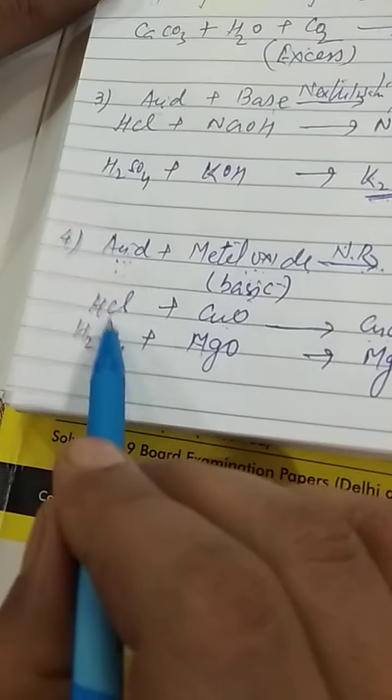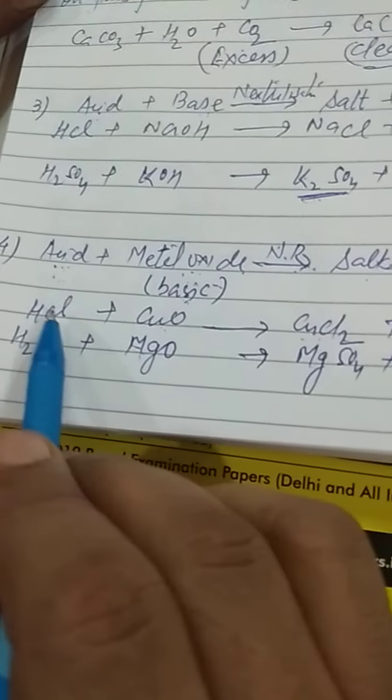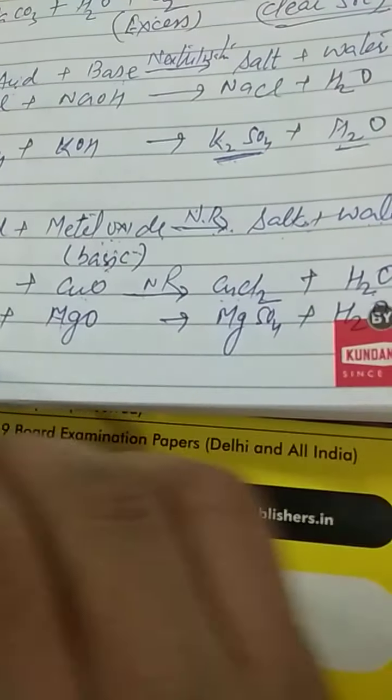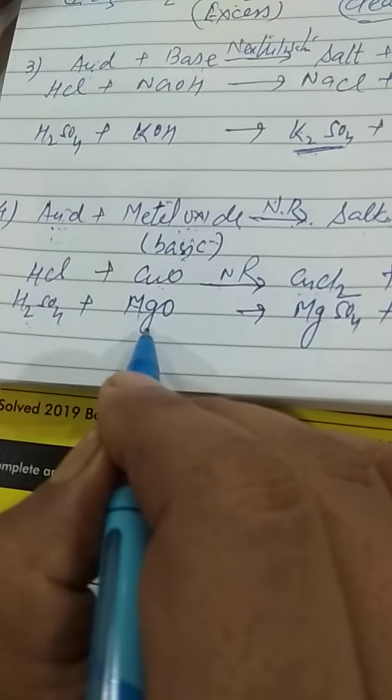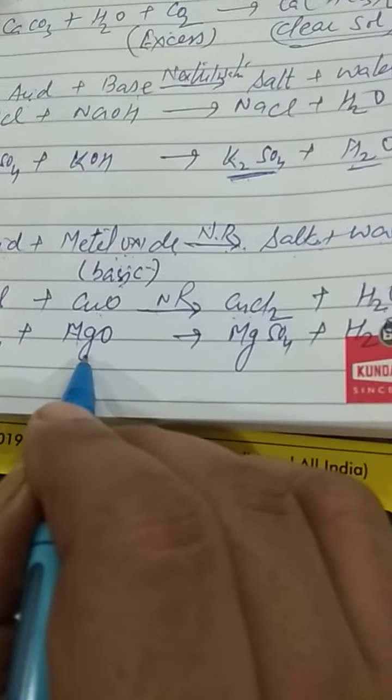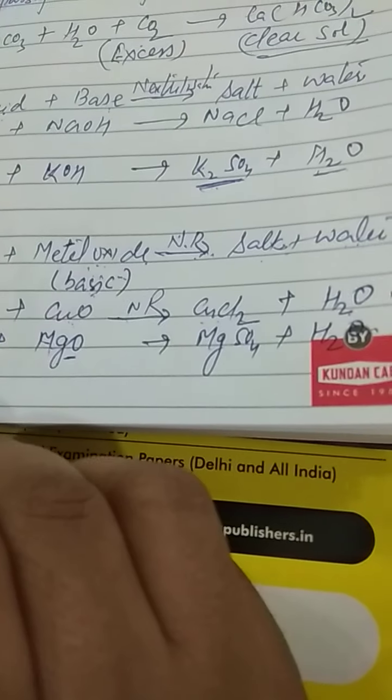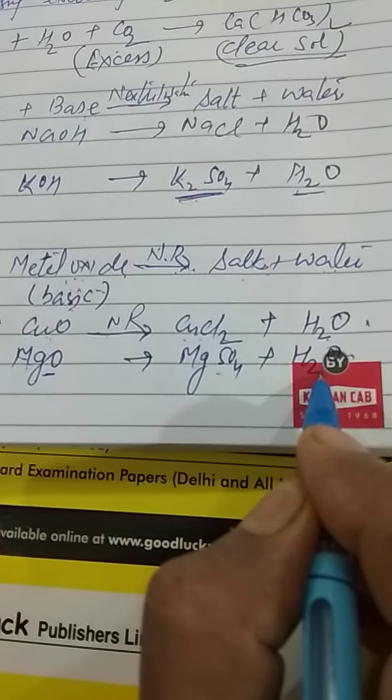So this is acid, and the metal oxide is basic in nature. Acid plus base gives you salt and water. Again, it's a neutralization reaction. You can take another example: sulfuric acid plus magnesium oxide. This is basic in nature, and this is an acid, forming magnesium sulfate and water.